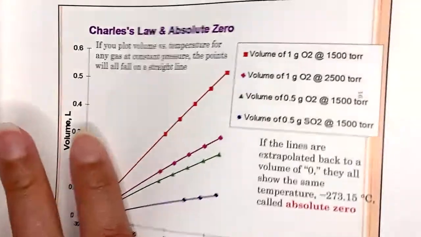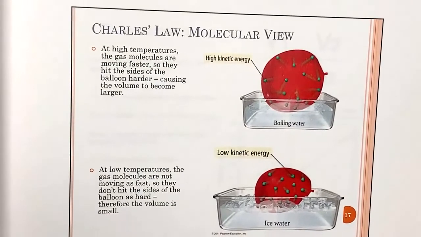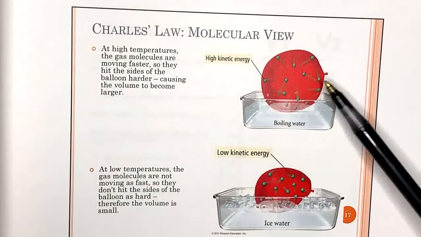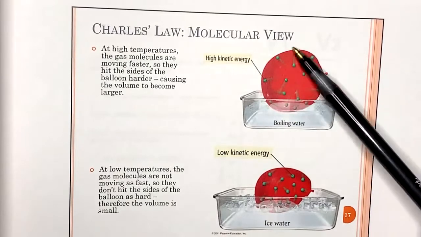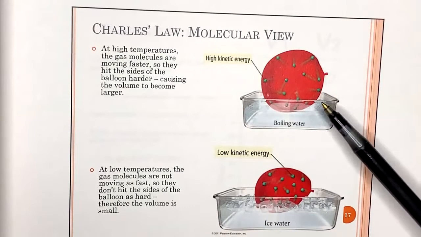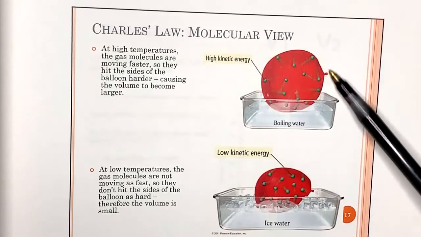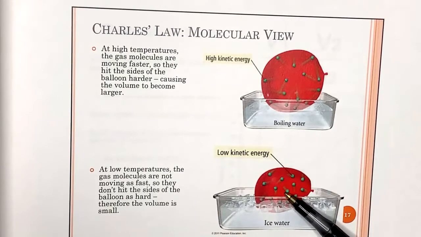So let's take a look at the molecular picture of Charles' law. Basically, why are the volume and temperature changing hand in hand? When something is high temperature, there's a lot of kinetic energy. They're bouncing all around. They can make the balloon bigger. So temperature is high, lots of energy, volume is bigger. Temperature is low, lower kinetic energy, not as much energy to bounce around the walls. The balloon volume is smaller.